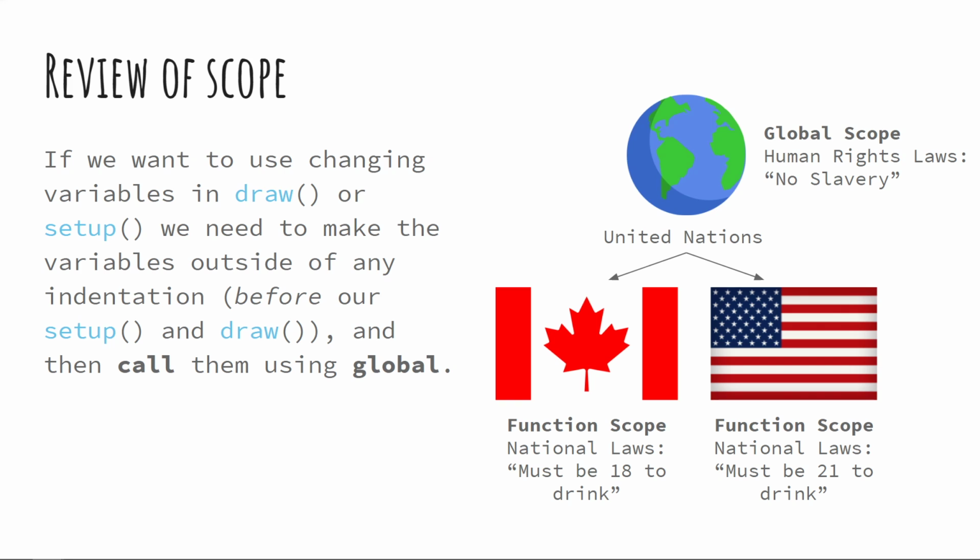It's a bit like the analogy we have on screen with laws, where Canada and the US each have their own scope for laws. So we have the Canada scope for laws, and there we have that you must be 18 to drink. Then we have the United States scope for laws, where you must be 21 to drink. But then at the global scope, we have a totally different rule that applies to both. And that would be something along the lines of human rights laws.